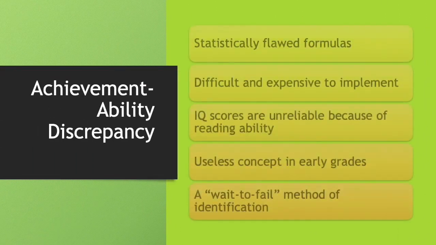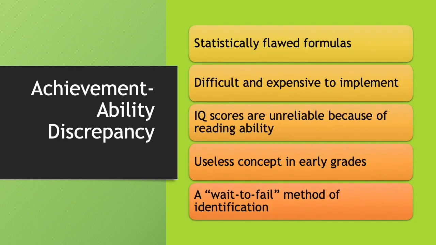there used to be a system where we looked at achievement and a discrepancy between IQ scores and achievement. However, this method ended up being statistically flawed, and it was difficult and expensive to use this formula, as you had to pay diagnosticians or psychologists in order to do an IQ test. Also, IQ has been found to be unreliable because of reading ability, and unless the student is in a higher grade, this idea of looking at achievement versus IQ is useless in the early grades.